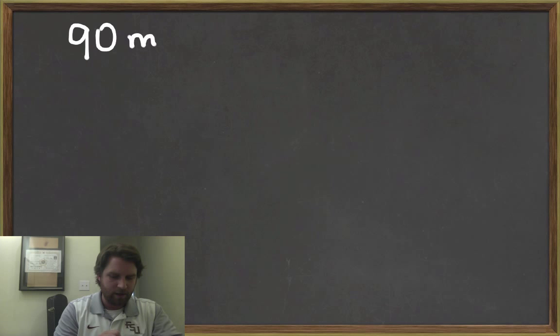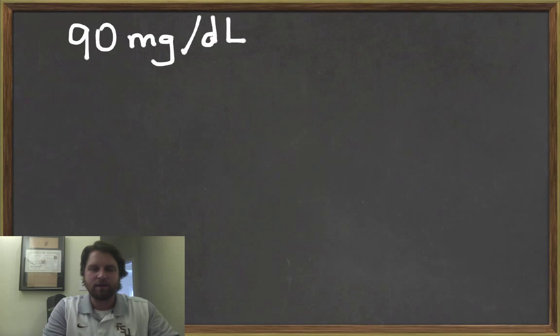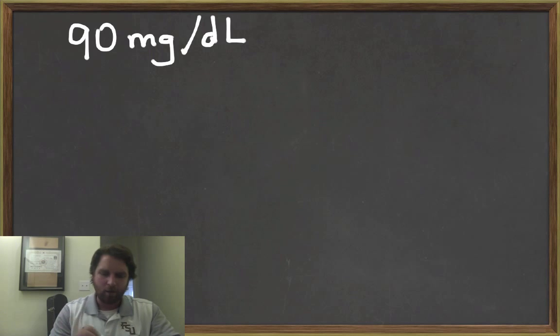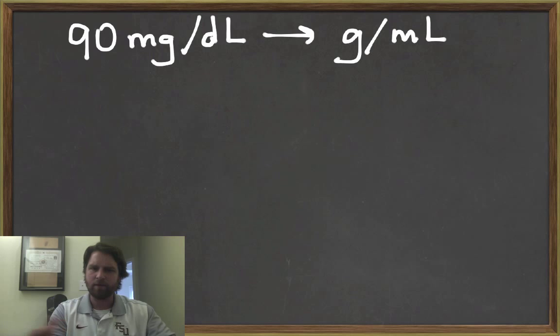So let's first start off with this number here. Let's say I have 90 milligrams per deciliter, and milligrams per deciliter is what blood glucose is usually measured in when you're taking blood work. This is what diabetics test all the time. I want to convert this to grams per milliliter. I don't want milligrams and deciliters, I want grams and milliliters. So we're going to use this thing called a train track to set up our proportions to convert this number.